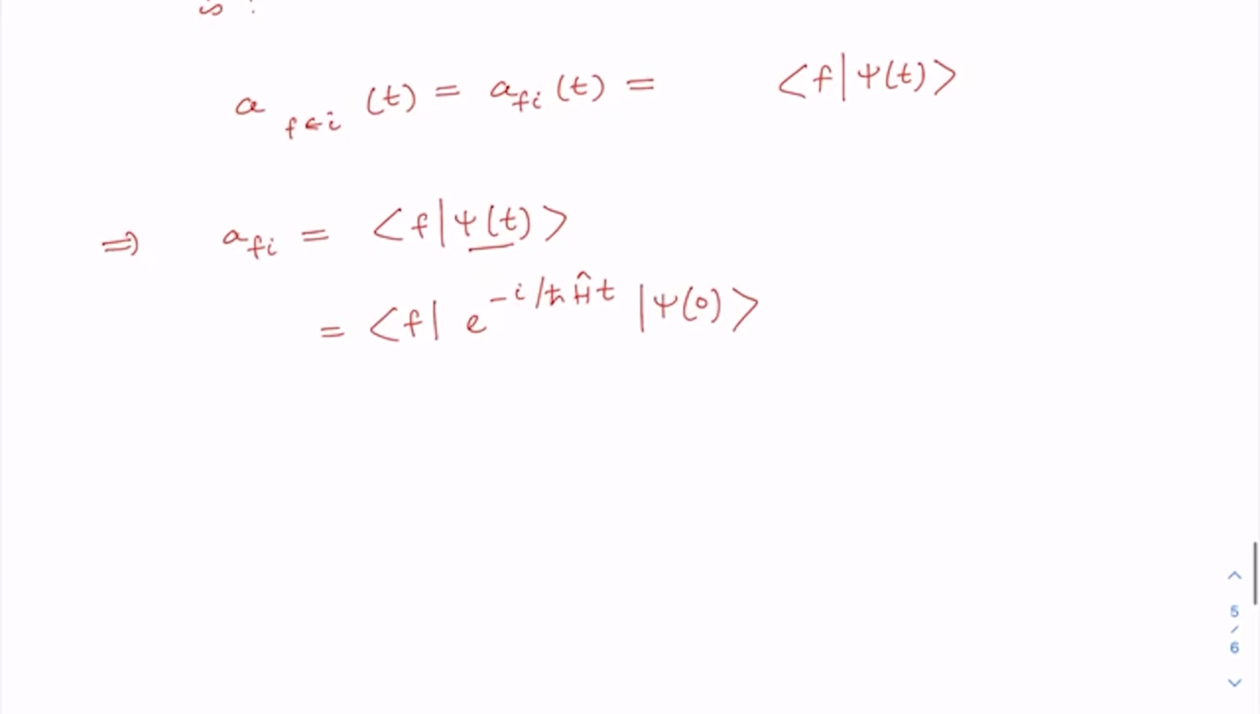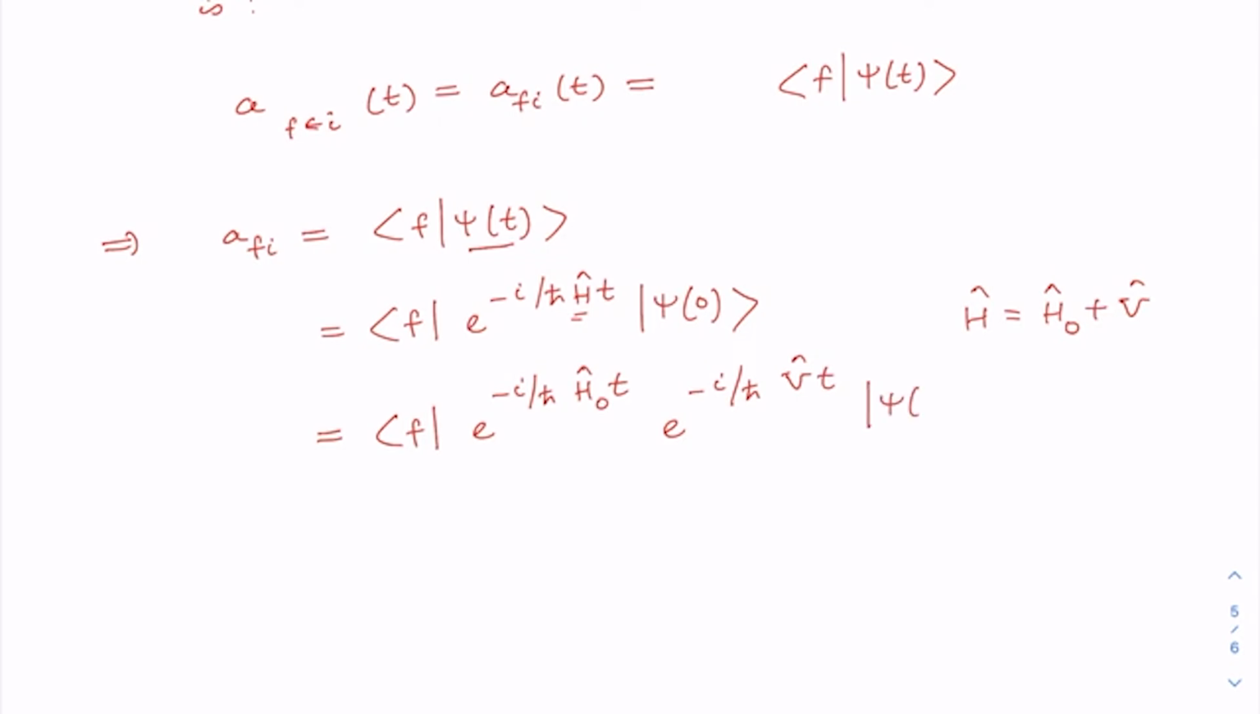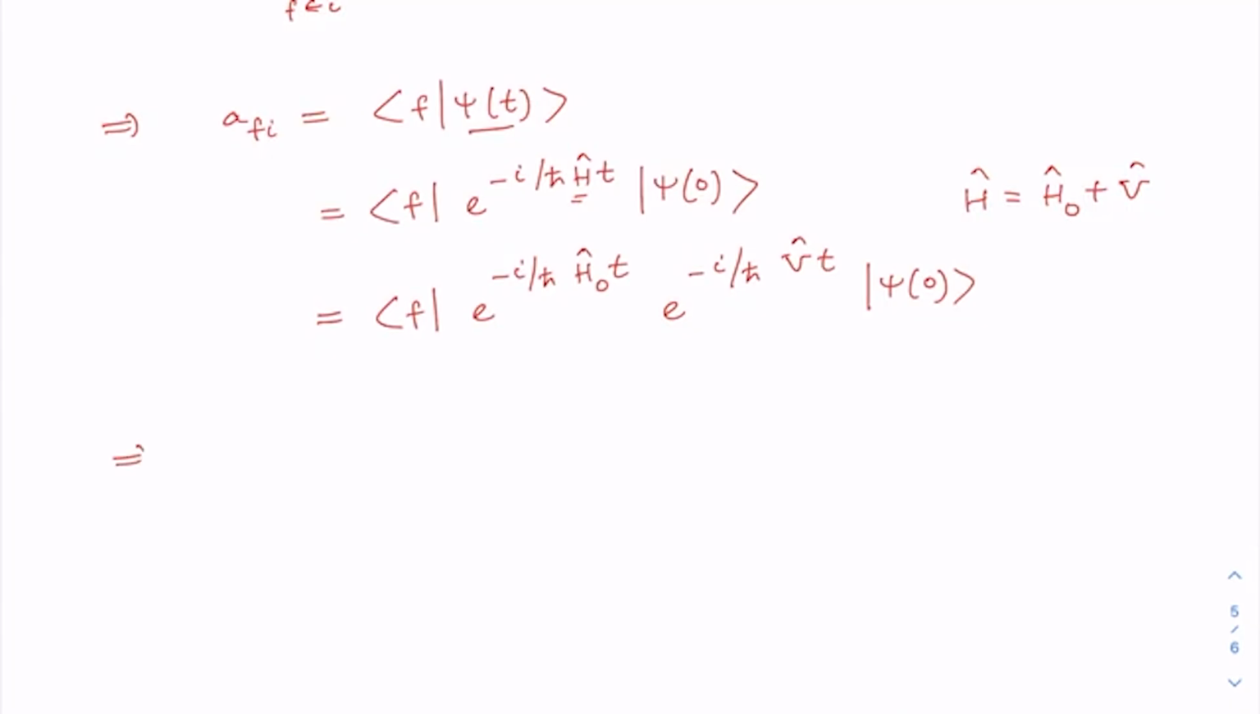And this I can write further in this form. Because this Hamiltonian H is, as you know, equal to H0 plus the interaction, let me write it as ⟨f| e^{-(i/ħ)H0 t} e^{-(i/ħ)Vt} |ψ(0)⟩. Now therefore I can write A_fi in terms of unitary operators. I can write it as ⟨f| U0(t) U_I(t) |ψ(0)⟩, where U0 is the unitary operator, and U_I is what we already defined, the unitary operator in the interaction picture.